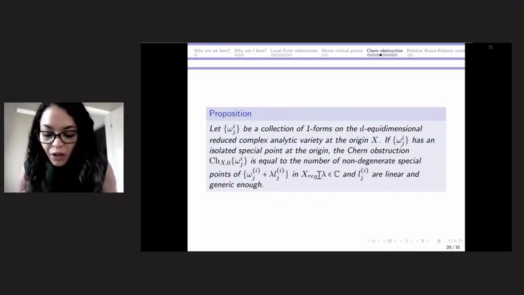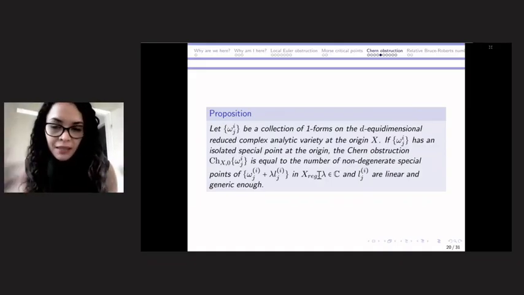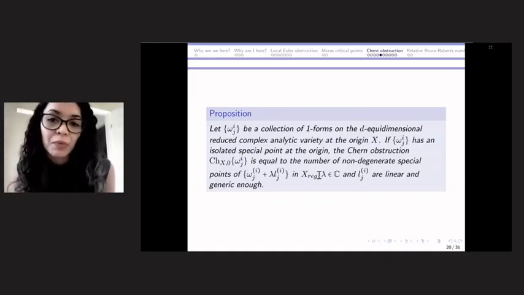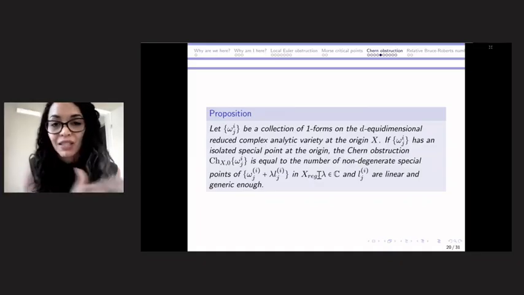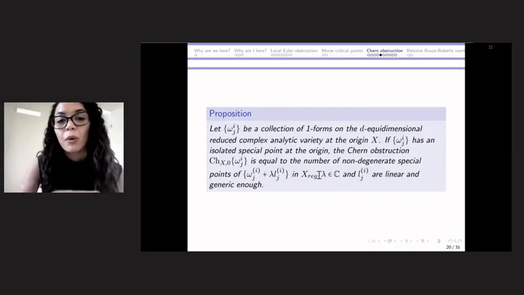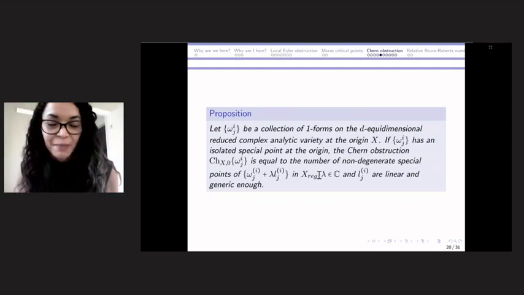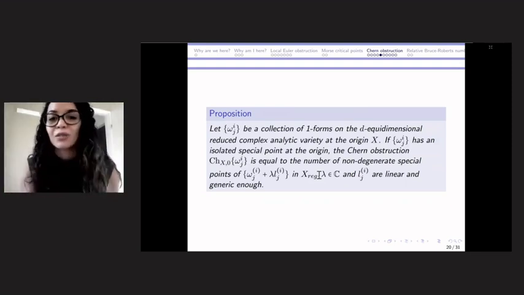So the notion of special point, as we saw, which in this context is the definition of singularity, right? That special point can also be degenerate or non-degenerate. So once you deform your collection of differential forms, you may be able to produce finitely many singular special points that are all non-degenerate.